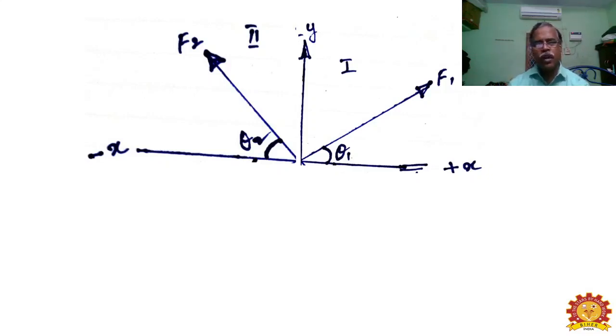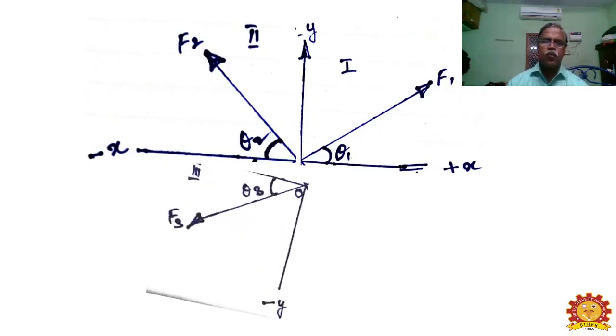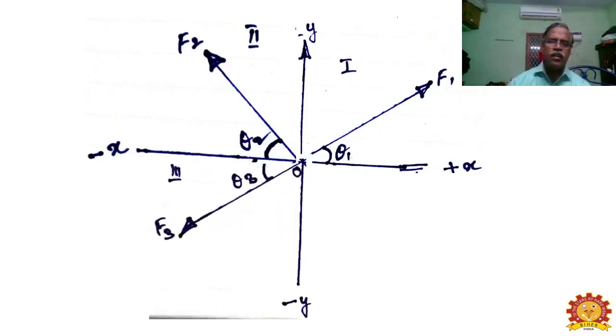Sorry, positive y as well as minus x direction, so at an angle theta 2. Now, if you go for the third quadrant, let us take one more force here, F3, at an angle theta 3, and then we will take it as minus x as well as minus y. In between this third quadrant, we are getting the force F3 acting from point O, away from point O.